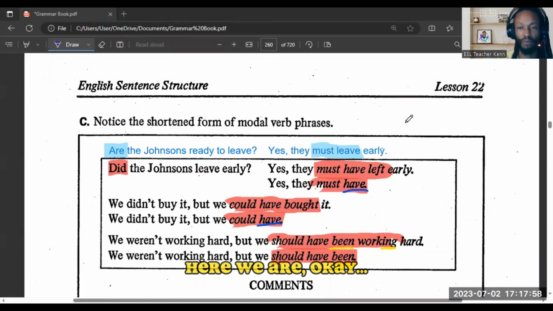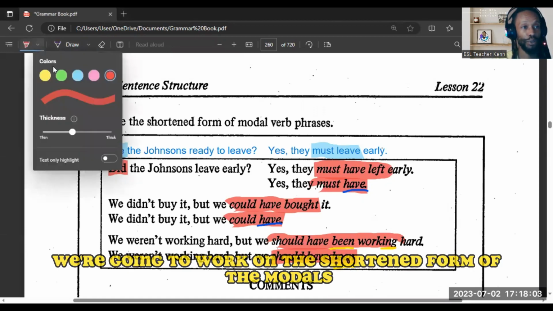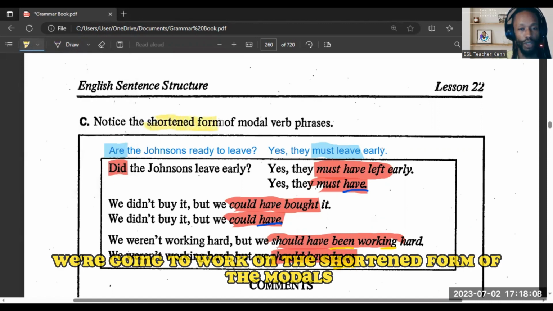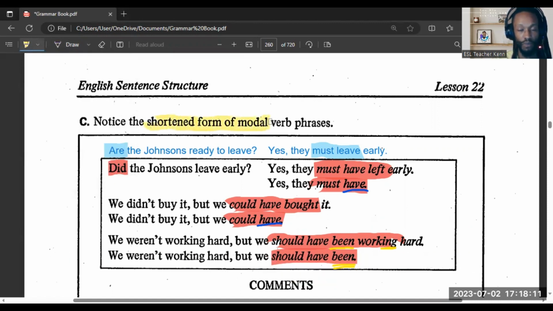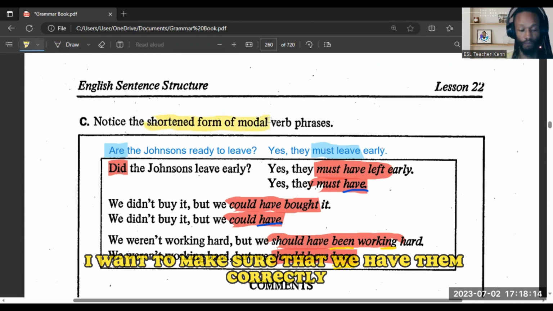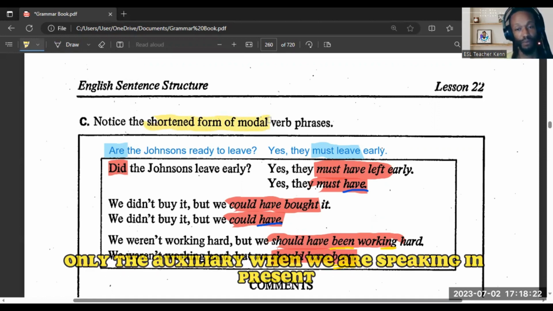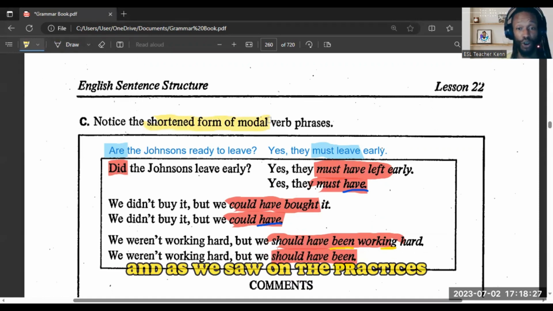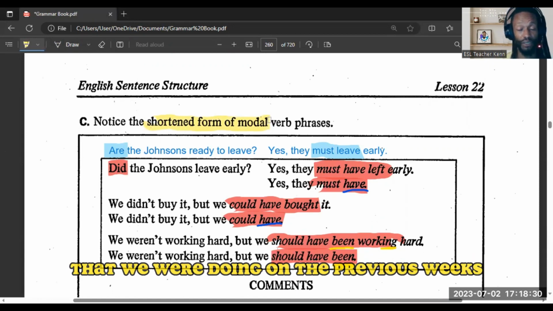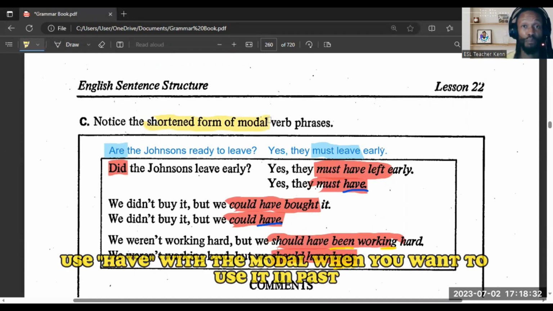Here we are, okay? And as I said, right now we're going to work on the shortened form of the modals. Just because I want to make sure that we have them correctly, we're going to use only the auxiliary when we are speaking in present. And as we saw in the practices that we were doing in the previous weeks, use have with the modal when you want to use it in past.